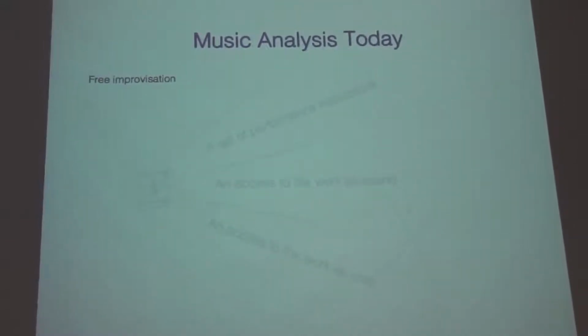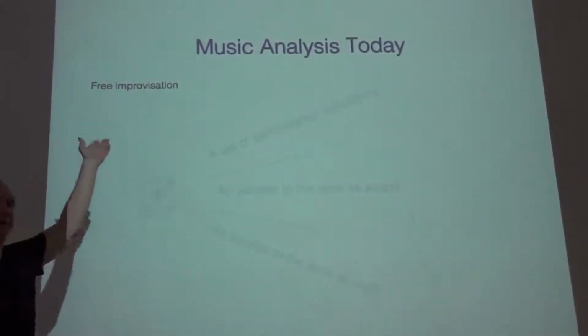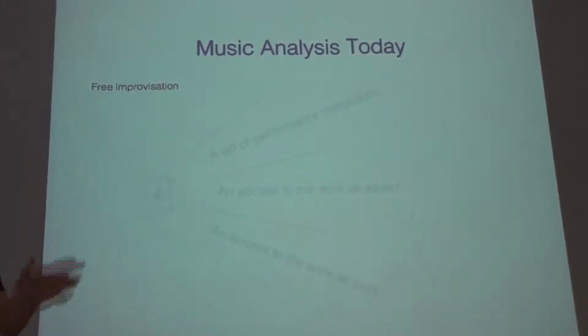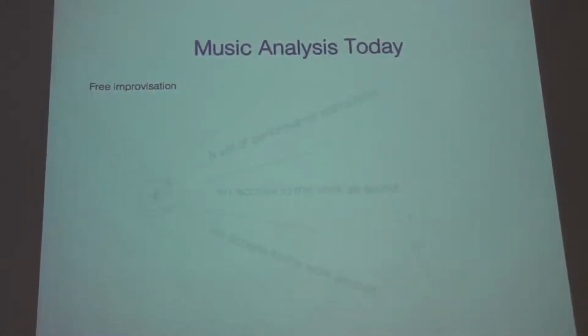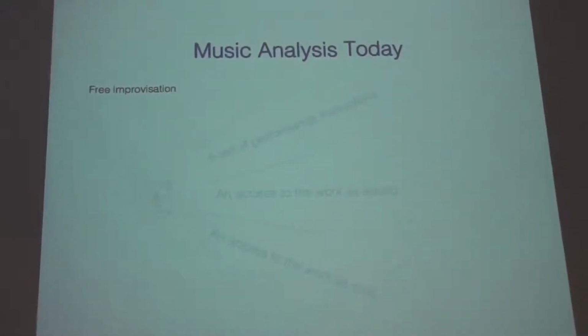So one style, or one current that has completely gotten rid of the score is free improvisation. There you have no real rule that applies. People improvise and come together, and there's no score, there's nothing to rely on. It's one extreme example.